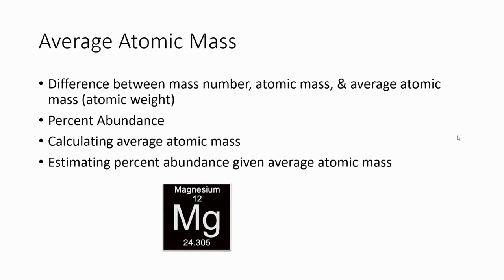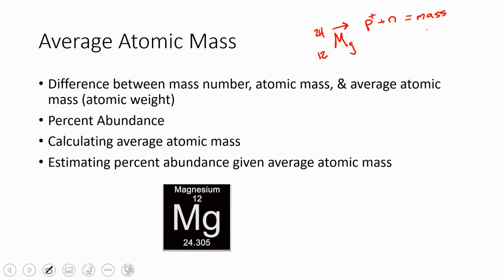Let's think about an atomic symbol for magnesium. Let's say I have magnesium-24. We know from previous experience that the 24 represents the total number of protons and neutrons in this particular isotope, and that number, which we call the mass number, is always going to be a whole number.